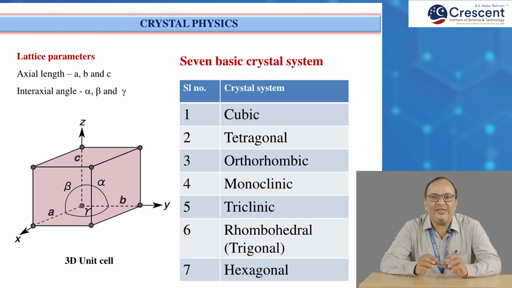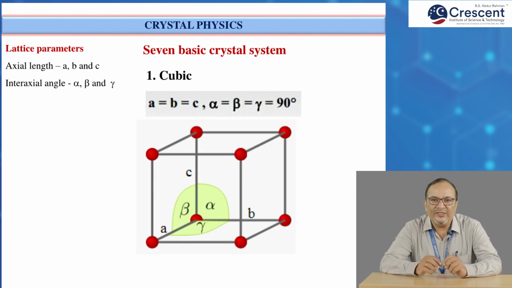So based on this lattice parameter, we can classify the crystals. There are 7 basic crystal systems based on the lattice parameter, namely cubic, tetragonal, orthorhombic, monoclinic, triclinic, rhombohedral or trigonal, and hexagonal. These are the 7 basic crystal systems. Can you see the simplest form? The first one is cubic.